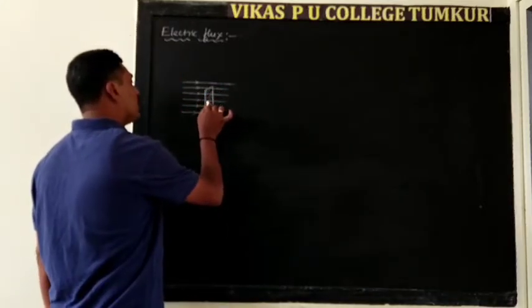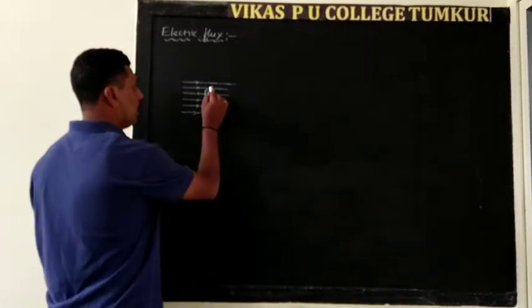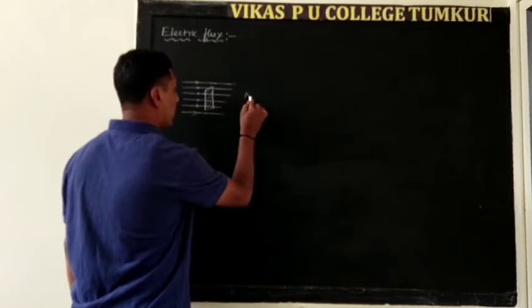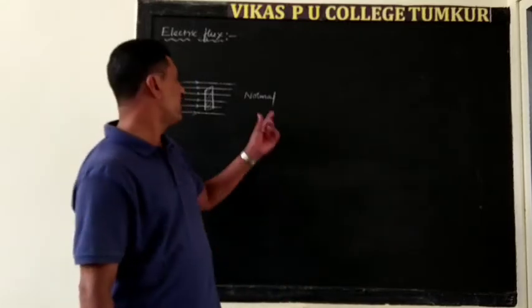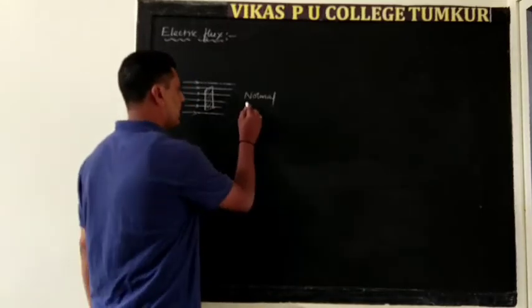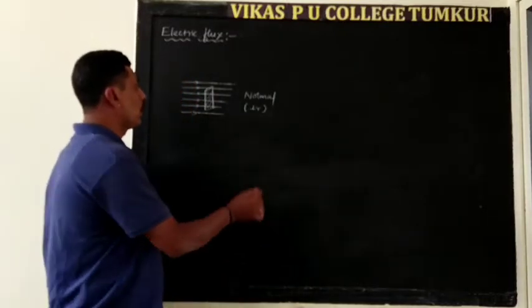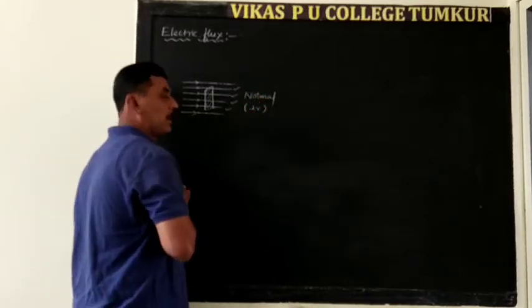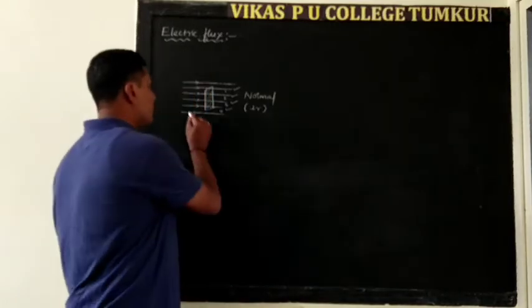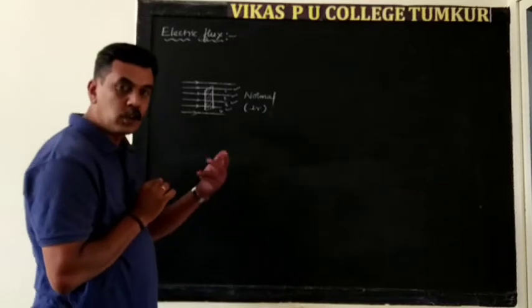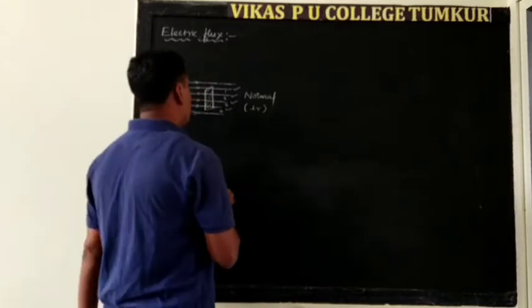Now here, through this surface, electric field lines cross. The normal is the line perpendicular to the surface. If you count, there are four in number: 1, 2, 3, 4. So these field lines that cross the given surface in the electric field, normal to the surface, will be called electric flux.